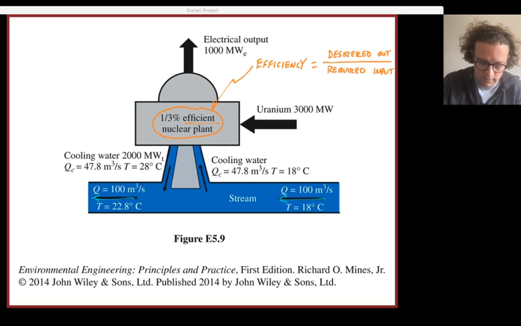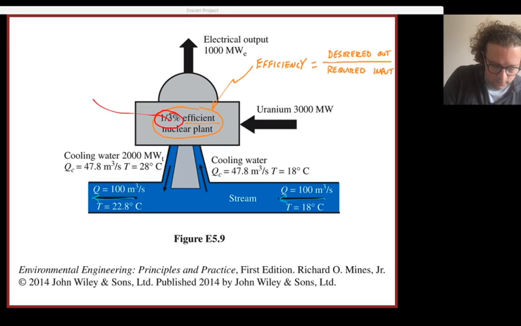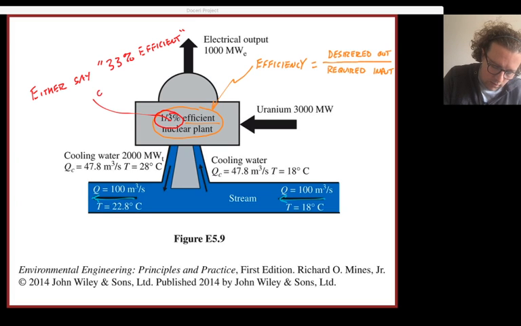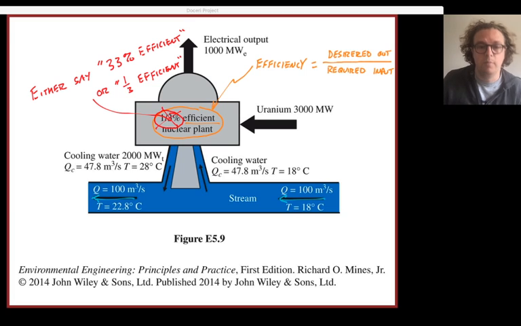I believe that this writing of 1/3% is not true. This, I think, is a typo. You should either say your plant is 33% efficient, or you should say it is 1/3 efficient. What you should not say is that it is 1/3%. 1/3% is 0.00333, and that's not what is set up in the problem.